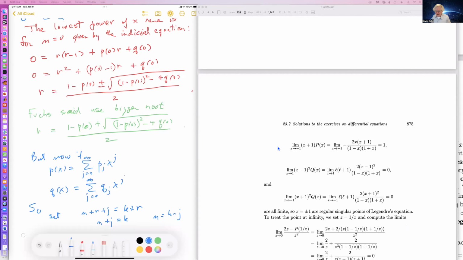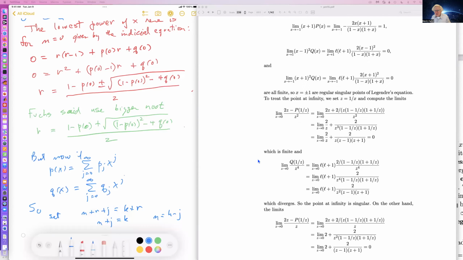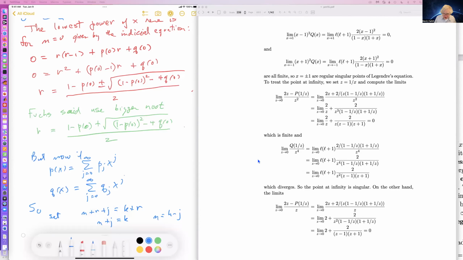So these are all finite. So x equal to plus or minus 1 are regular singular points of Legendre's equation. The point at infinity, on the other hand, the recipe or the definition is sort of elaborate, and I basically skipped it in class. What you do is you set z equal to 1 over x, and then you compute these limits. Limit as z goes to 0, which is the same thing as x going to plus or minus infinity, 2z minus p of 1 over z divided by z squared.